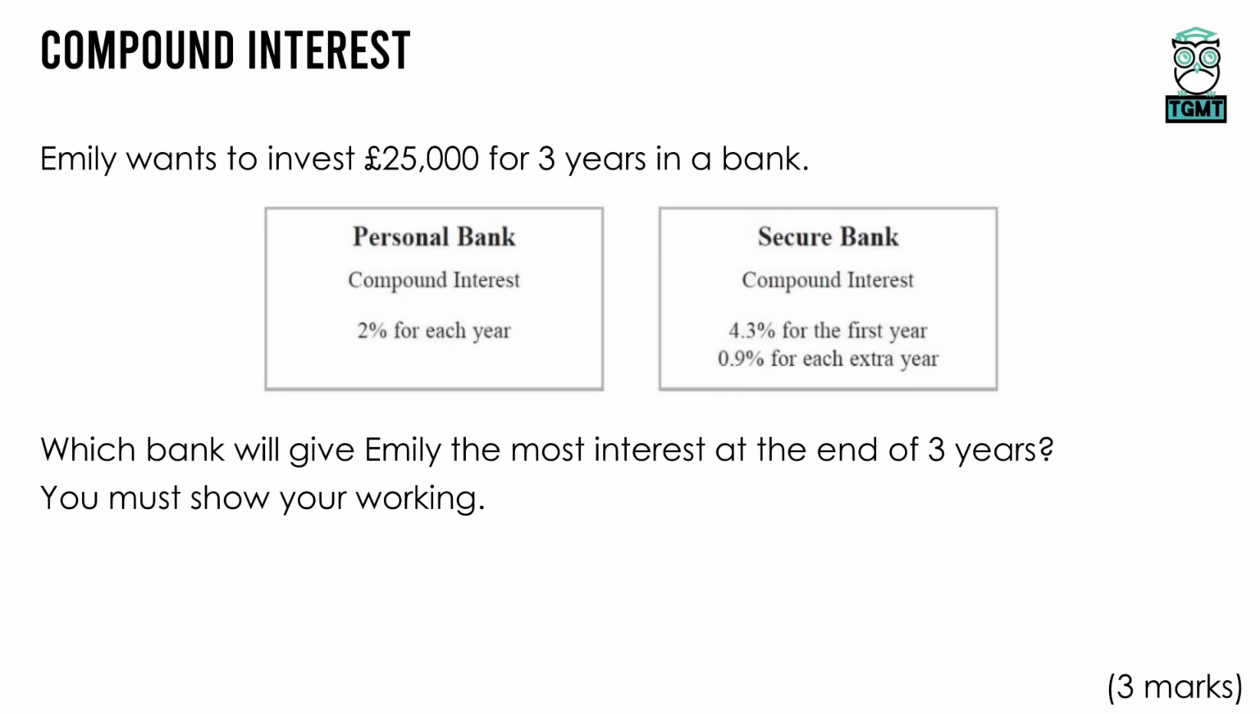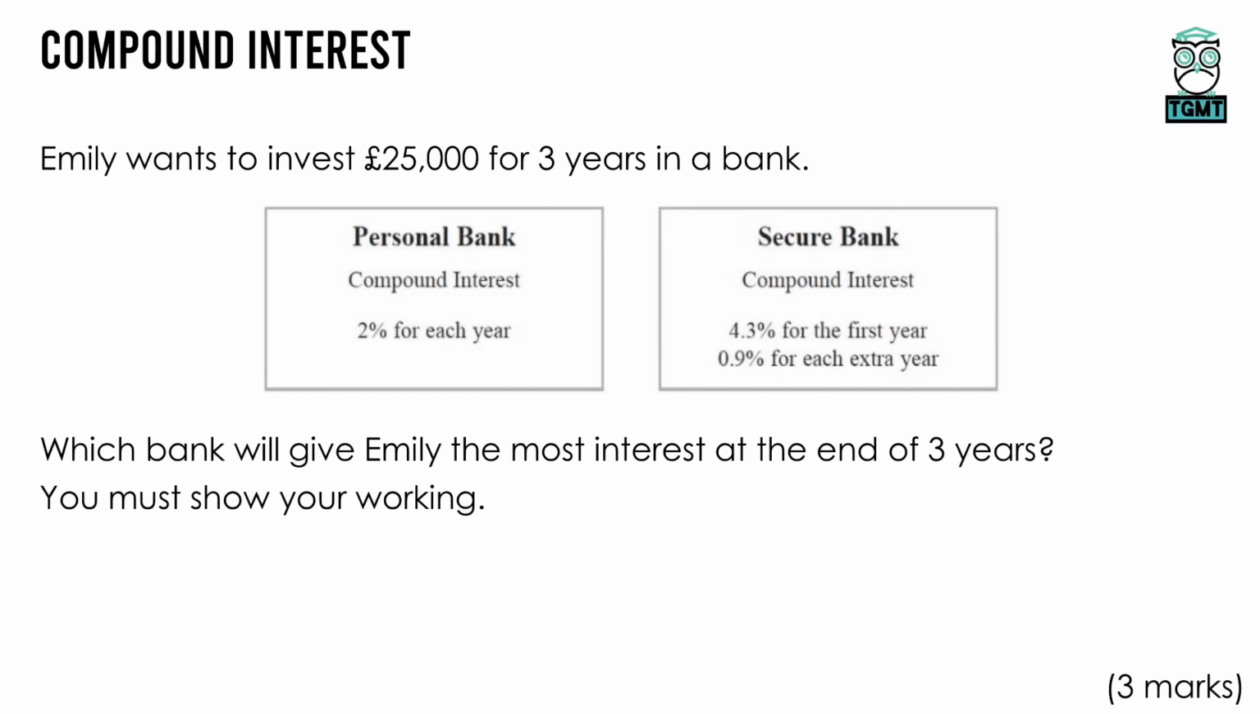Now our next question is looking at compound interest, and compound interest is a little bit more complicated. However, we can use the calculator really effectively for this. So it says Emily wants to invest £25,000 for 3 years in a bank. In the personal bank, she gets compound interest of 2% per year, and in secure bank, she gets 4.3% in the first year, but then only gets 0.9% for each additional year. Which bank will give Emily the most interest at the end of 3 years?